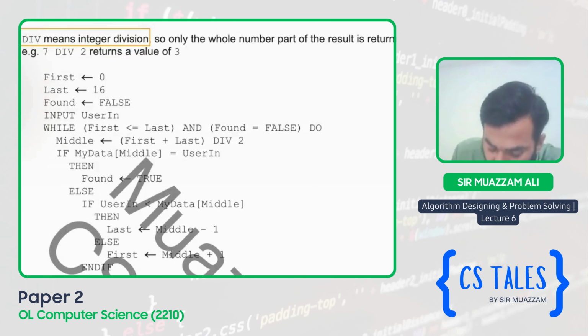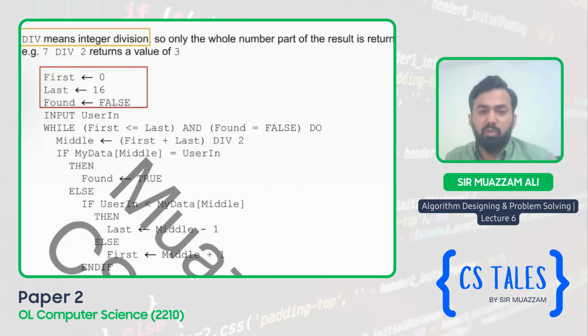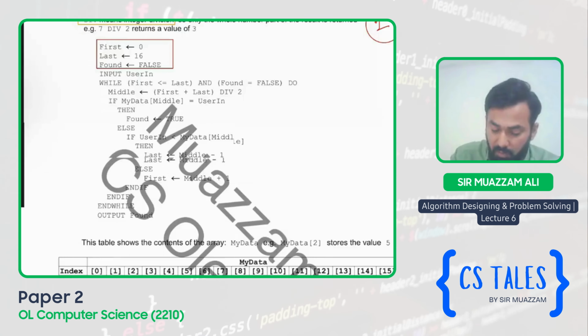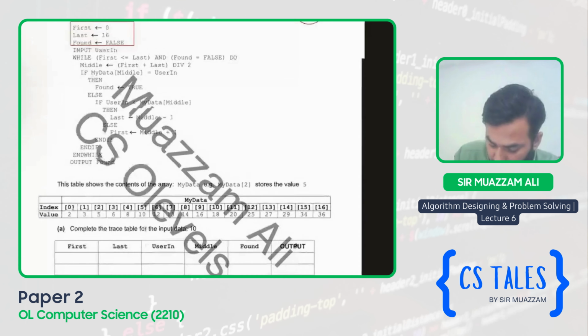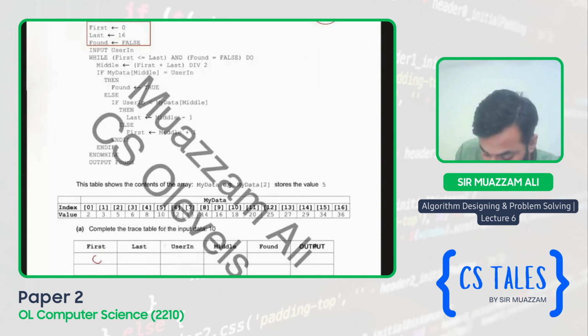Okay, what's going on? He's saying that you have to initialize 3 things. First is equal to 0, last is equal to 16, and found is equal to false.